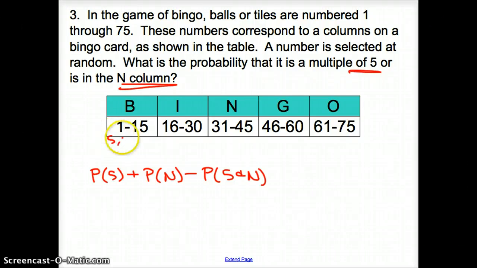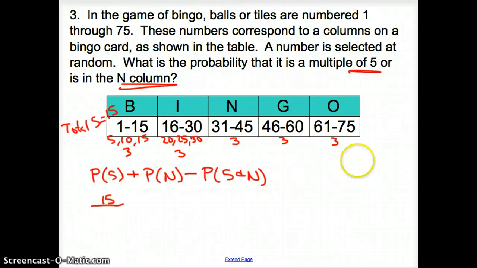So multiples of 5. What are the multiples of 5 in here? Well, we have a 5, we have a 10, and we have a 15. So we have 3 multiples here. What about this one? We have 20 is a multiple of 5, 25, and 30 is also a multiple of 5, so we have 3. Is that the same for each column? Yes, it is. We have 3 multiples here, 3 multiples here, 3 multiples there. So the total number of 5s equals 3 plus 3 plus 3 plus 3, which is 15.